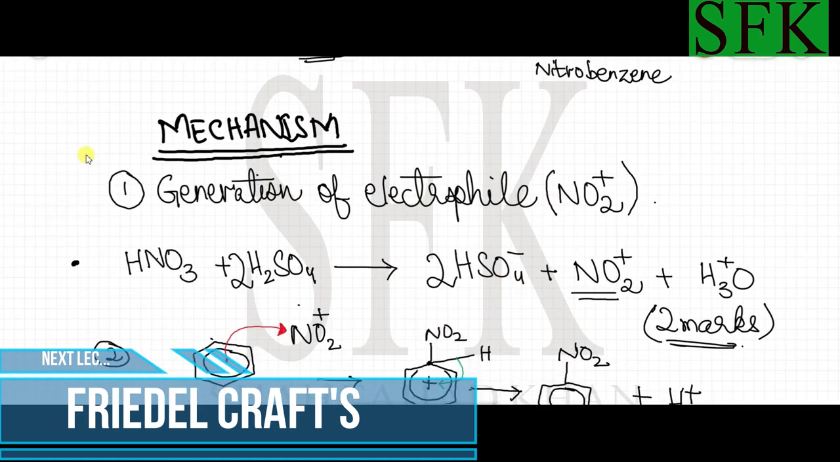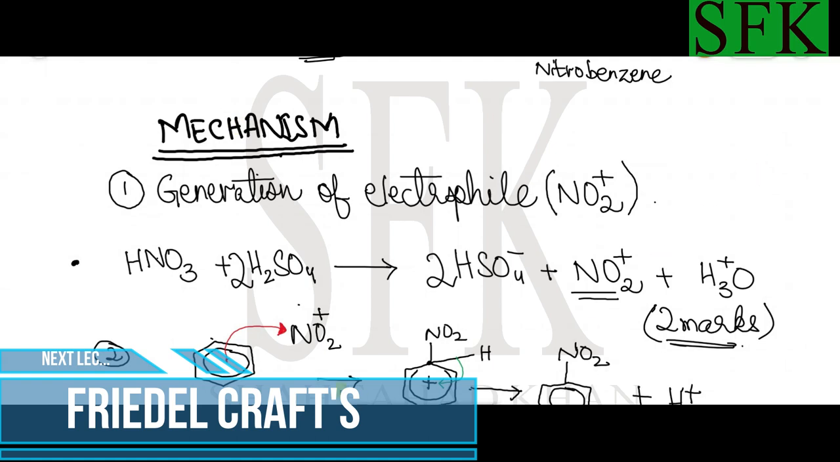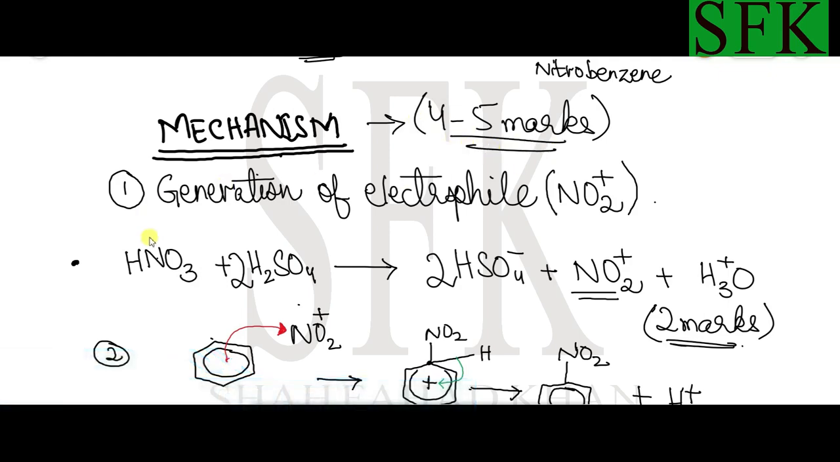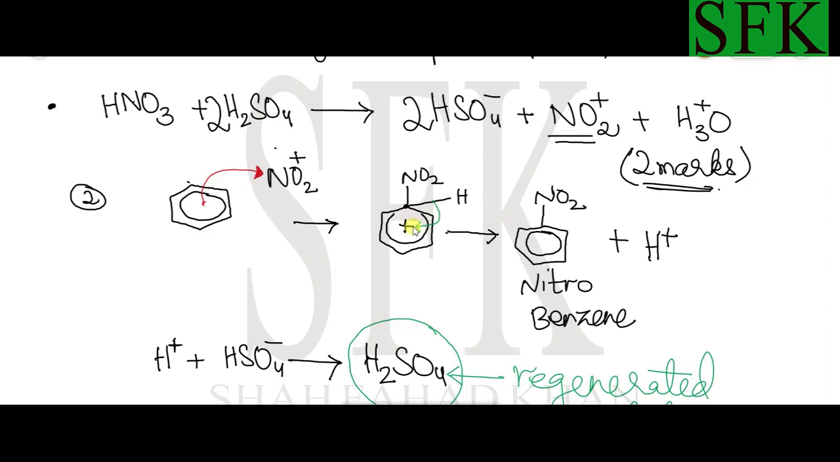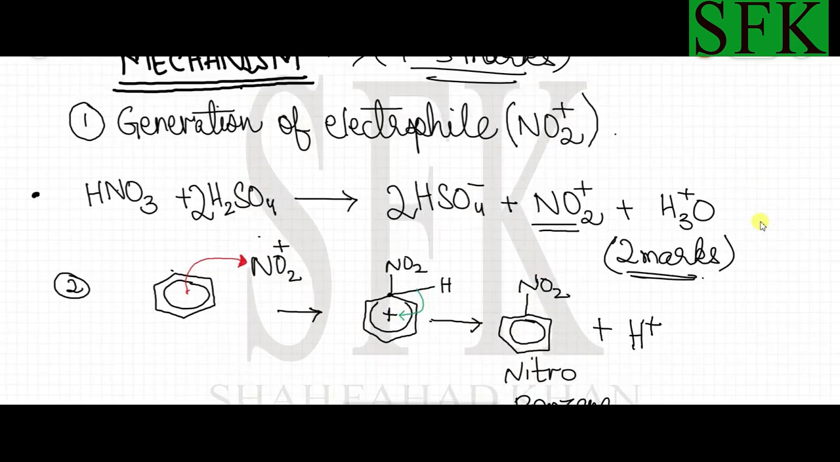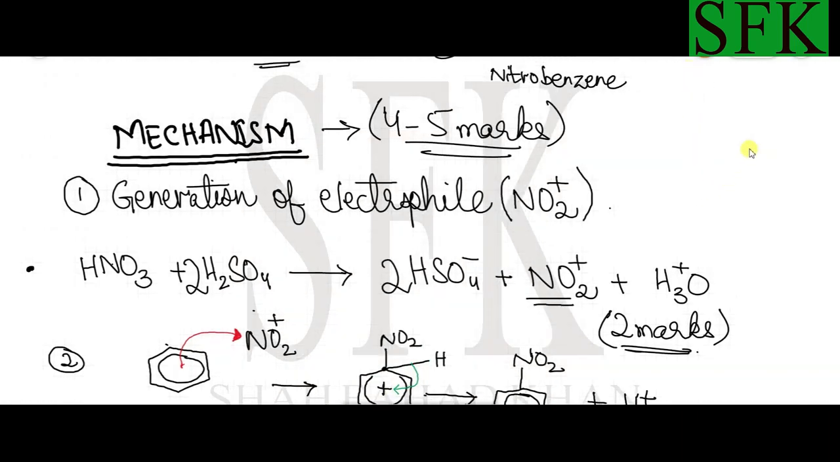This is the entire mechanism of nitration, and approximately 4 to 5 marks can be asked for it. So it's important, please learn it and be careful about the curly arrows. Thank you so much. Meet you in the next video.